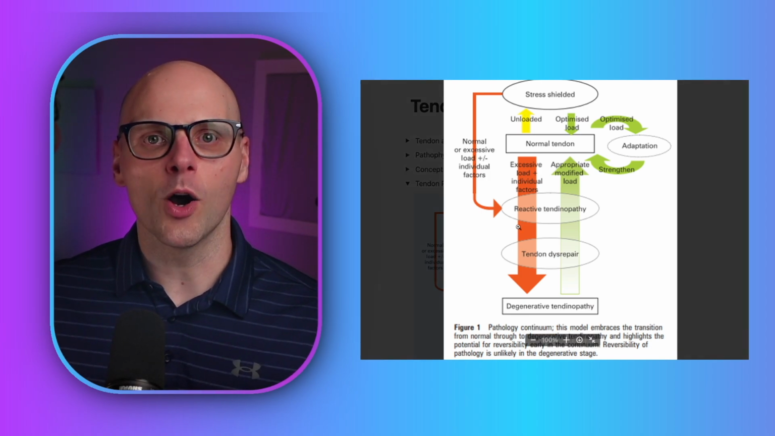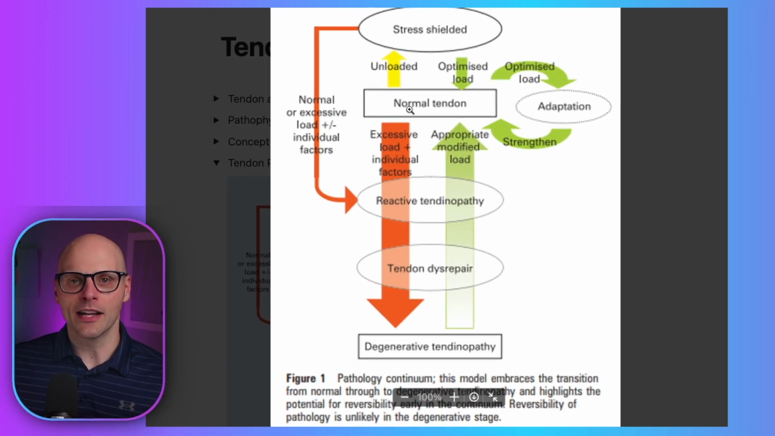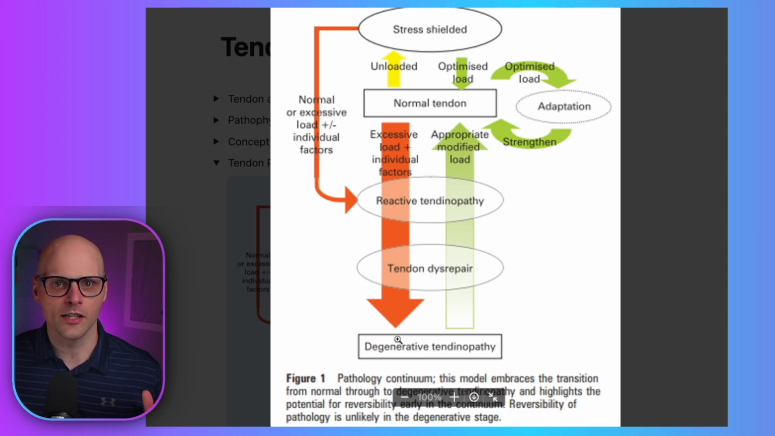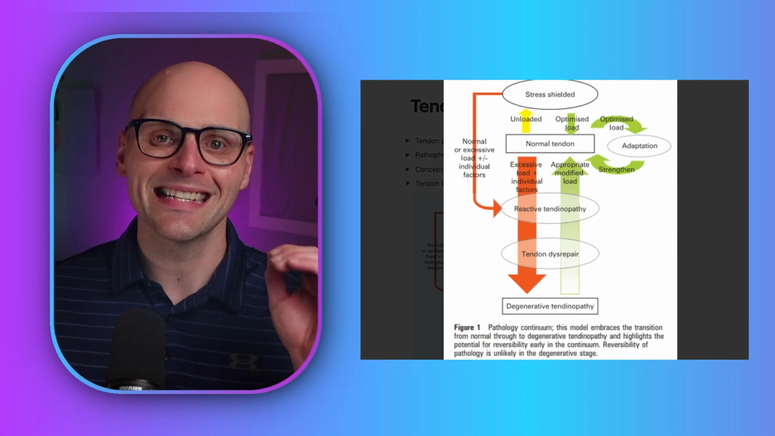So this is the overall model, saying, hey, we start here with our normal tendon, and too much load gives us a warning saying, hey, reactive tendinopathy, this hurts. Usually the acute phase. When it becomes a little more chronic, then we start going into tendon disrepair, but that's not the worst. And then we get into degenerative, where from here, it's going to be long-term for sure. And as you notice, as we move further down here, it's harder and harder to revert back to a normal tendon. And that's just talking about morphology. So that does not necessarily mean pain.